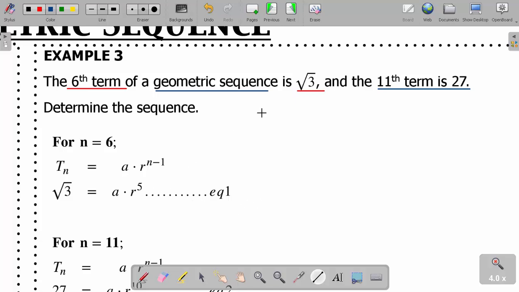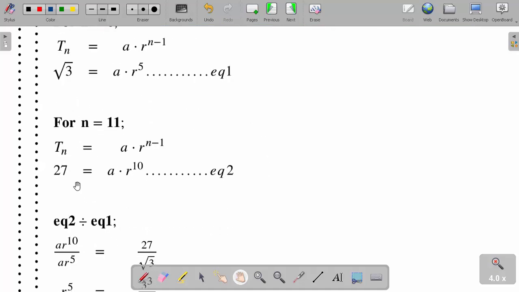Now if our n equals 11, we equate to 27. That's what we're doing here. The next step: 27 equals A multiplied by R power, and 11 minus 1 will be 10. So 27 equals A multiplied by R power 10. That's equation 2. Now here, unlike in arithmetic where we subtracted equation 2 minus equation 1, here we just divide them to cancel the A's.